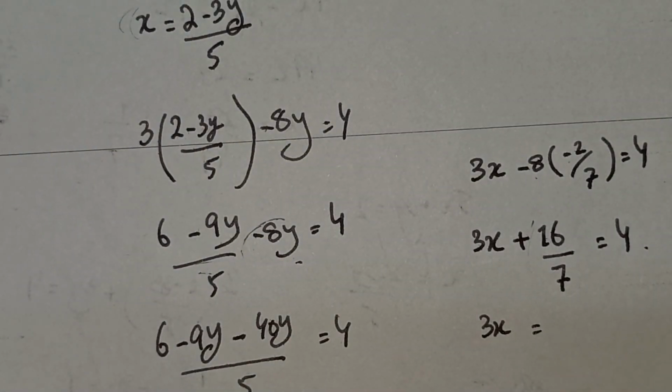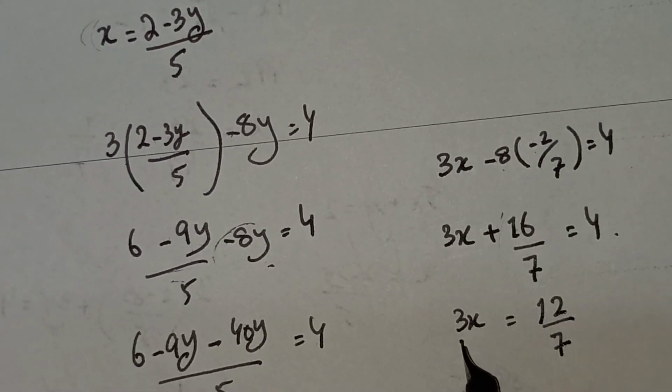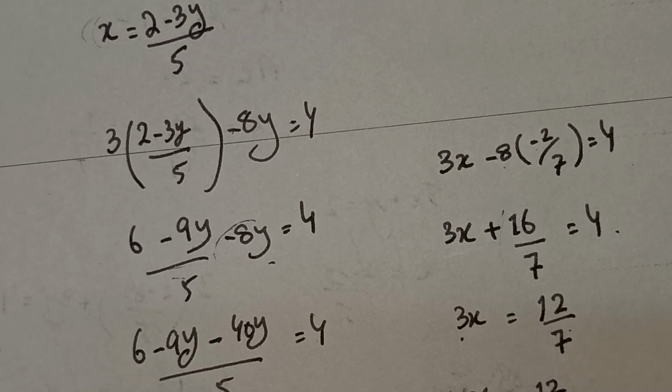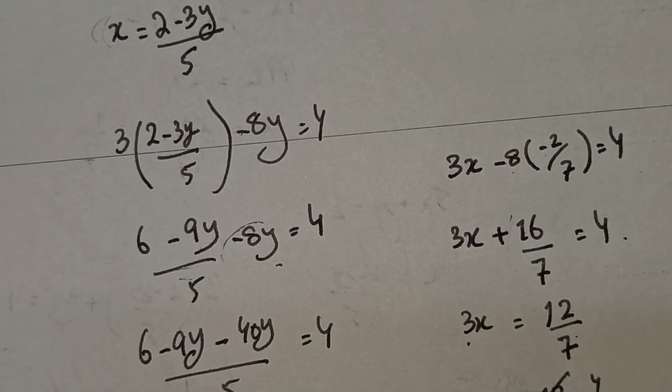So 4 subtracted by 16/7 gives us 12/7. And because 3 is being multiplied here, you divide it over there, it gets multiplied with 7, which gives us 21, which if you simplify further gives us x equal to 4 over 7, which was the answer of x in the previous part.